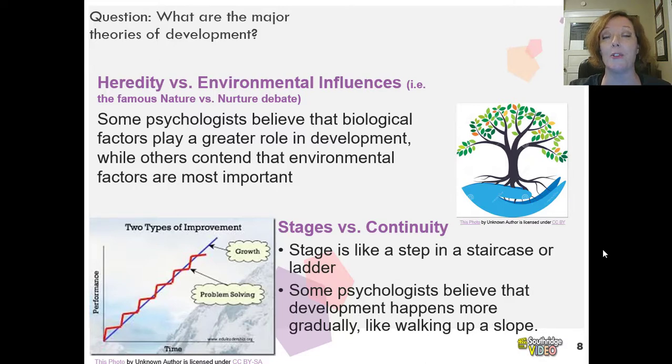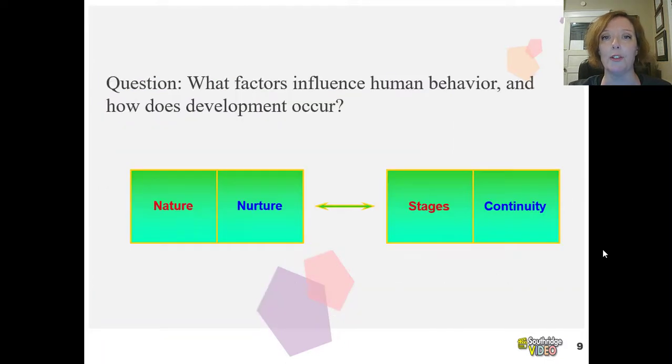And we also talk about how we develop, whether it's in a continuous line or through stages. When we talk about stages, those are like a step in a staircase or a ladder, versus kind of like a ramp, a continuous, more gradual development over time. So during this unit, it's important to continue to ask yourself what factors are actually influencing human behavior and how does development occur. So we're looking at nature and nurture as well as stages and continuity.